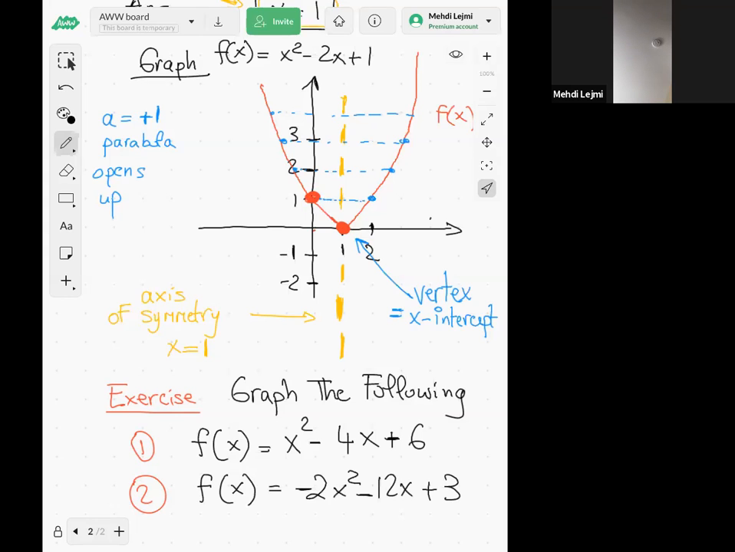Okay, guys, I'm going to give you probably 5 minutes to graph these functions f. And of course, if you have any questions, just let me know.